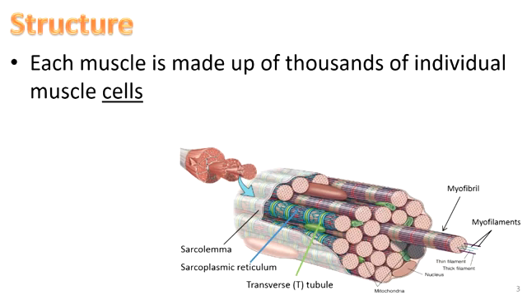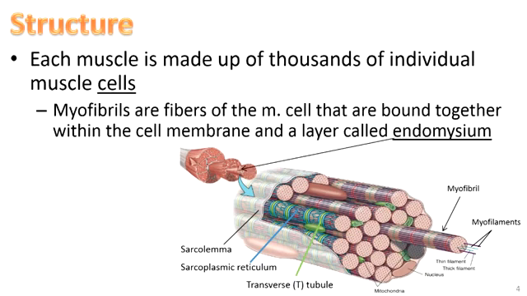Every single muscle is made up of thousands of individual muscle cells that are also called fibers. These fibers are made up of myofibrils that are bound together with a layer called the endomysium. You can see this layer called the sarcolemma here, and we'll get to what that is a little bit later, but the endomysium essentially surrounds that sarcolemma.